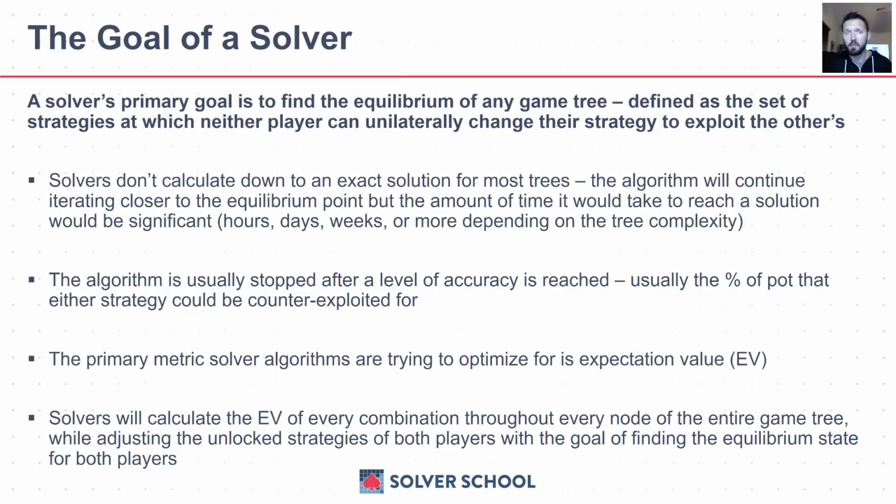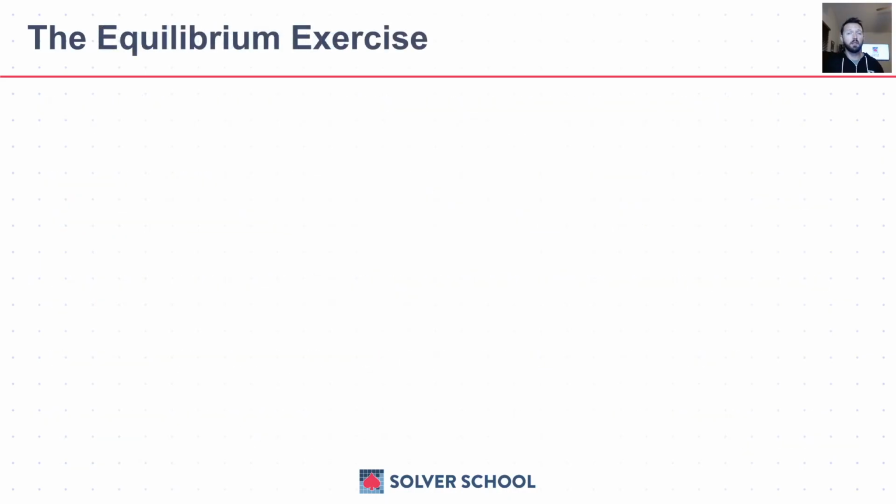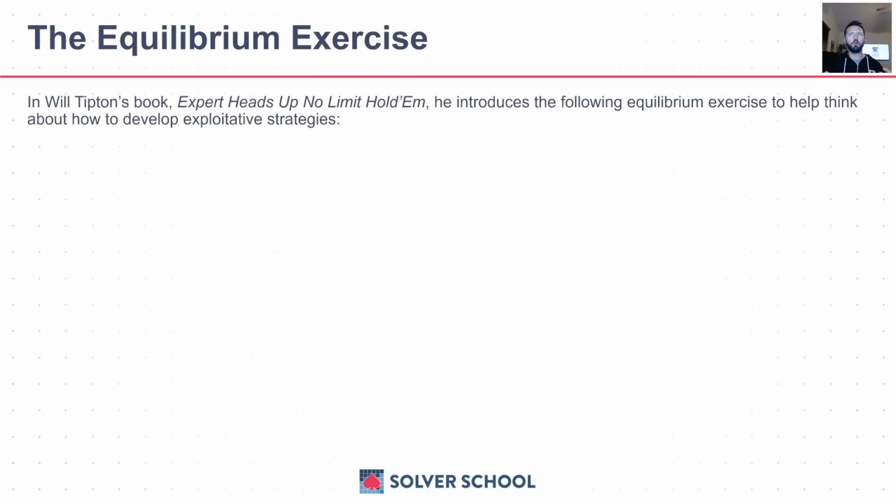The question then is, how do solvers actually do that? The way I like to explain this and think about this was perfectly explained in Will Tipton's awesome book, Expert Heads Up No Limit Hold'em. He introduces an exercise in the second chapter called the equilibrium exercise, as a way to think about how to develop exploitative strategies. But I think this exercise is actually a really great way to conceptually think about how a solver works.